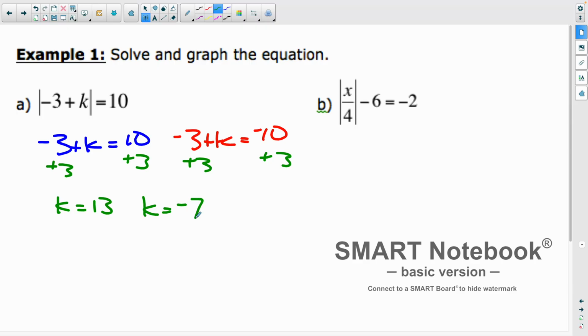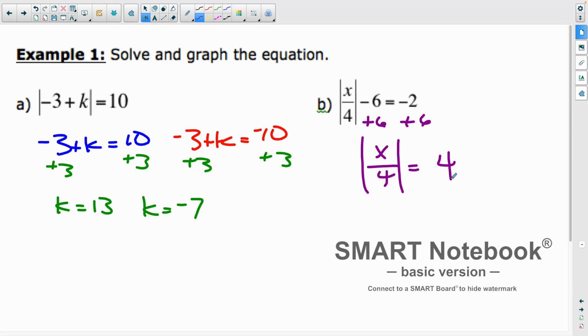Moving on to question B. Is the absolute value by itself there? This one, the answer to that is no. What do we have to move first? The -6. I have to move the -6 first. How do you move the -6? You add it to both sides. So the absolute value of x divided by 4 is equal to -2 plus 6, which is positive 4. So that's my first step.